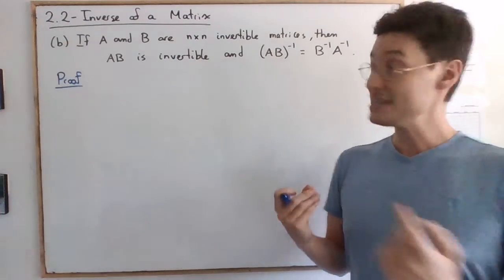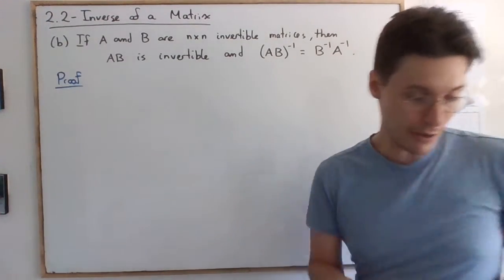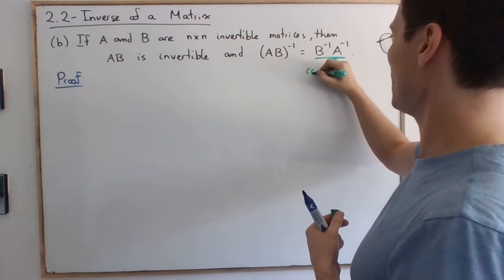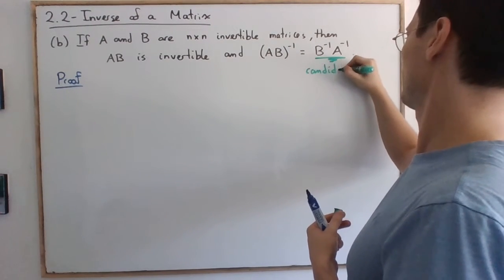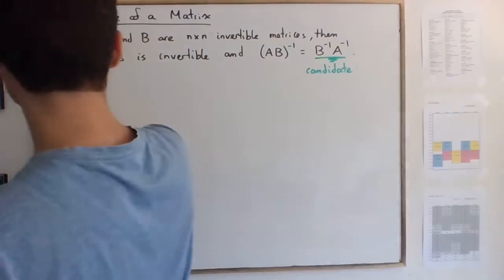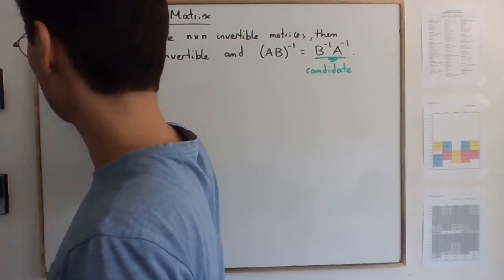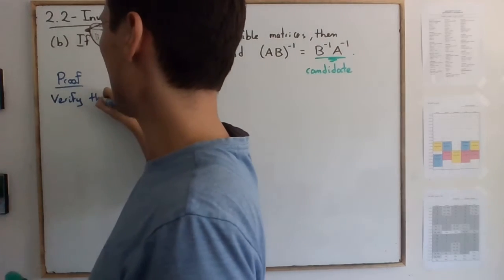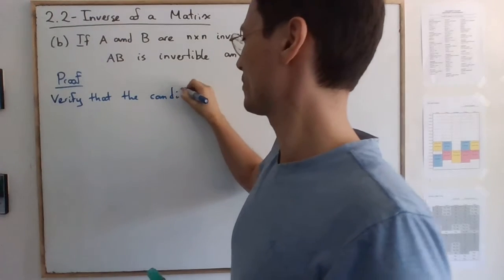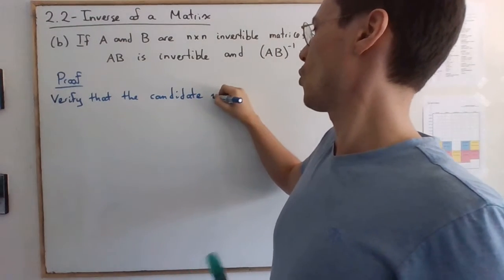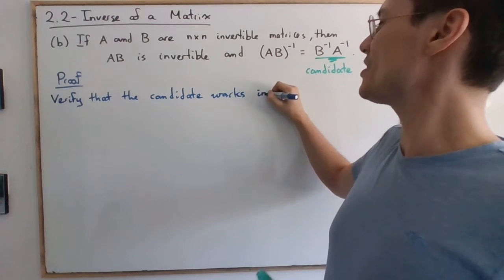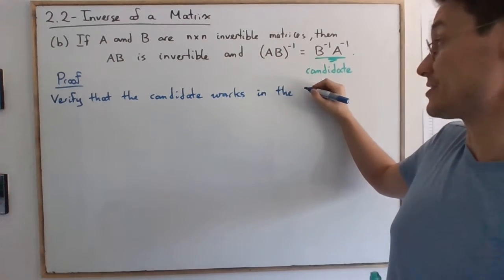What you're doing is taking the candidate that's over here. I will call this a candidate. And the idea of this proof is to verify that the candidate works in the definition of an inverse.